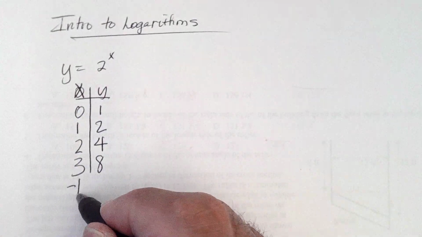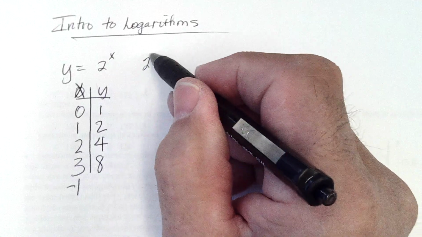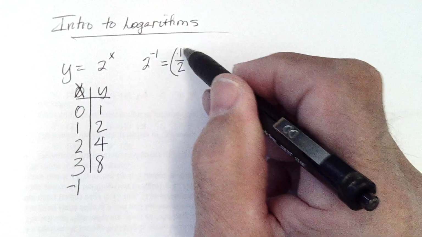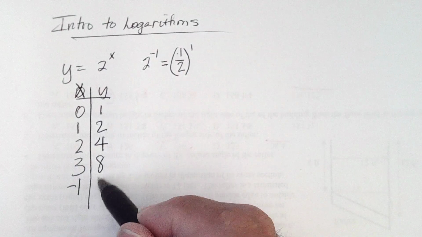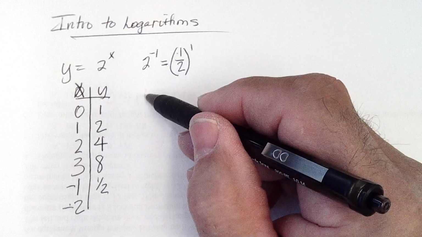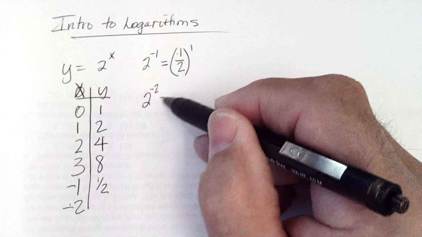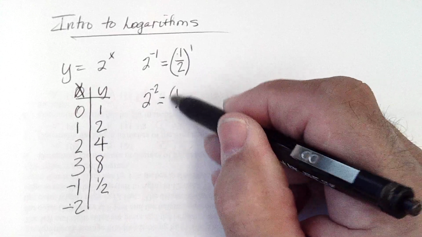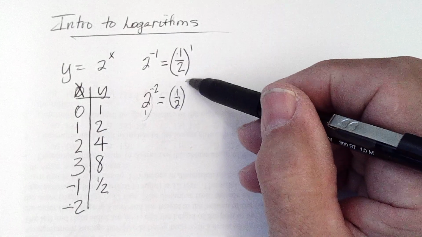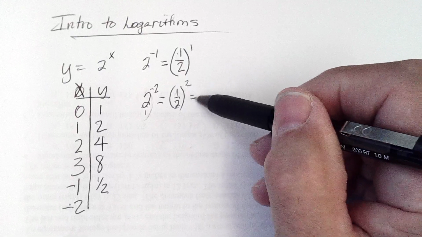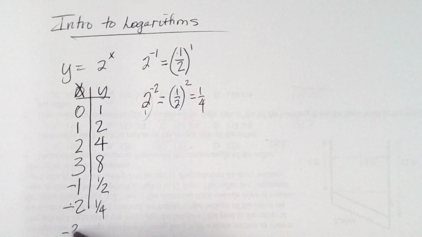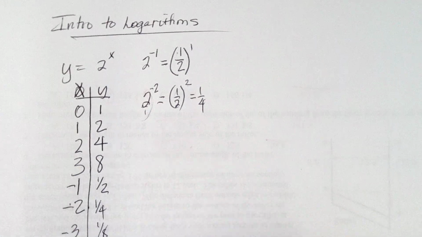And if you put in minus 1, you get 2 to the minus 1, which means 1 over 2 to the 1, so that's 1/2. Minus 2, you'd put in 2 to the minus 2. The negative makes the reciprocal of the base to the 2, so that's 1/2 times 1/2, which is 1/4. And similarly 2 to the minus 3 is 1/8, and so on.